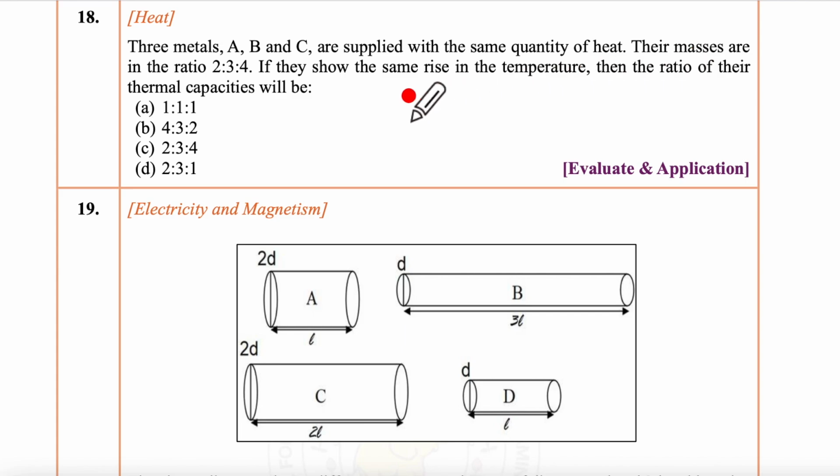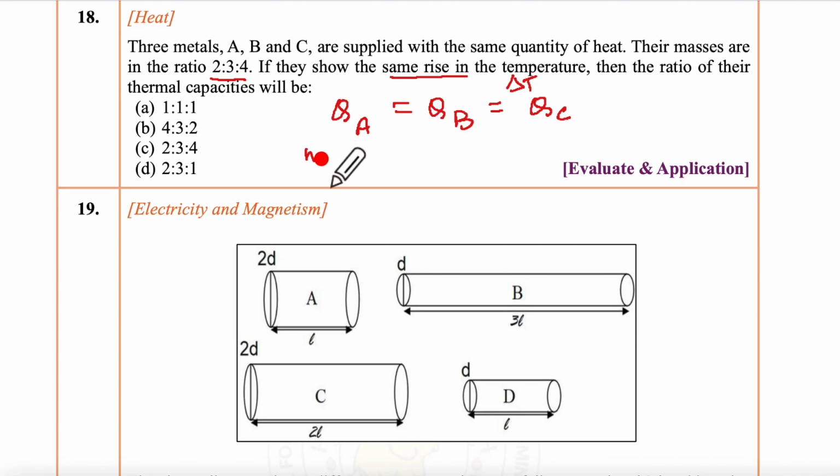Question 18. Let us see how we think for this. 3 metals A, B and C are supplied with the same quantity of heat. Their masses are in the ratio 2:3:4. They show the same rise in temperature, that means delta T is the same, and the ratio of their thermal capacities will be required. Now they are supplied with the same quantity of heat, that means Q for A will be the same as Q for B will be the same as Q for C.